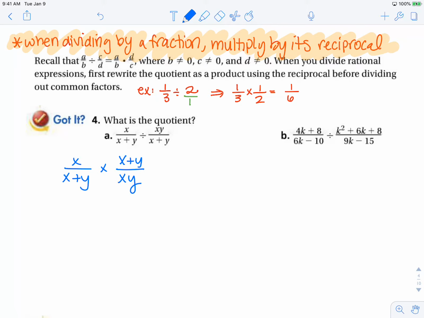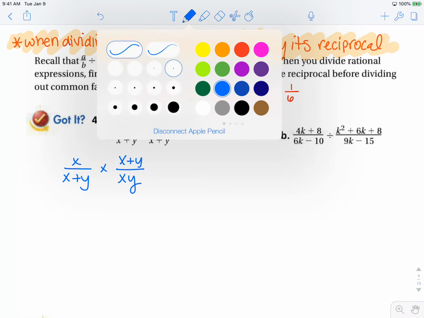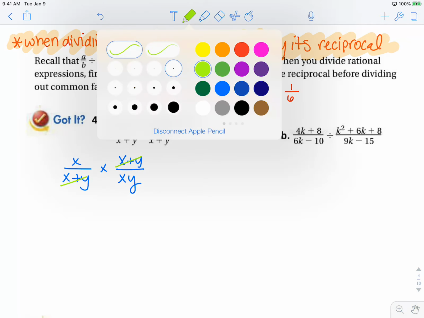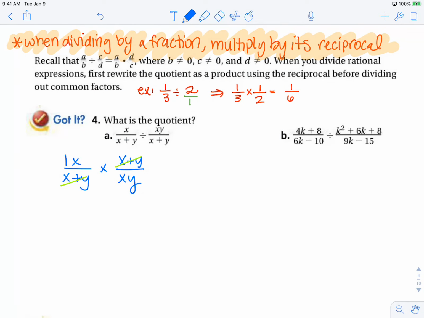my second fraction. So the first thing I see is that x plus y and this factor of x plus y cancel. And then we also have an x up here that really has a coefficient of 1 that's not written. So this x cancels with this x. So this quotient simplifies to be 1 over y.